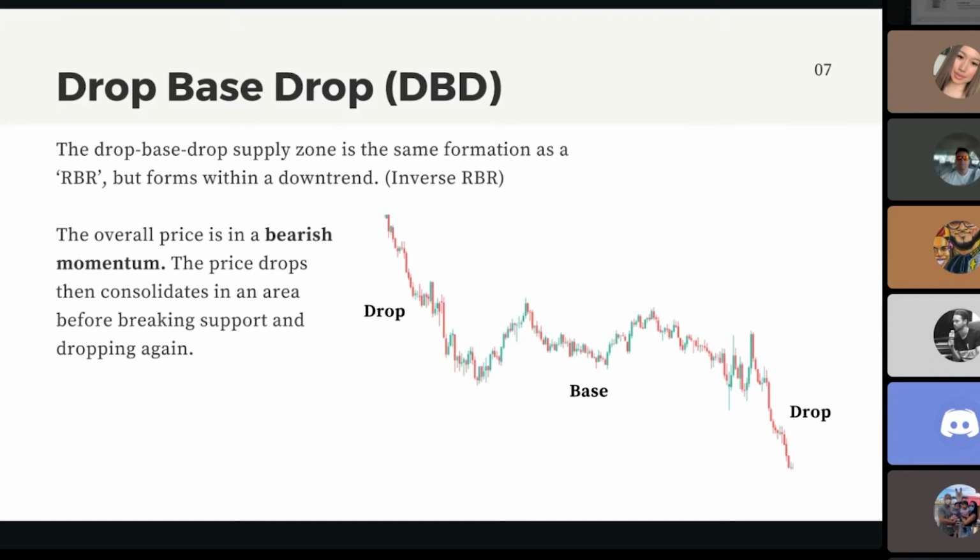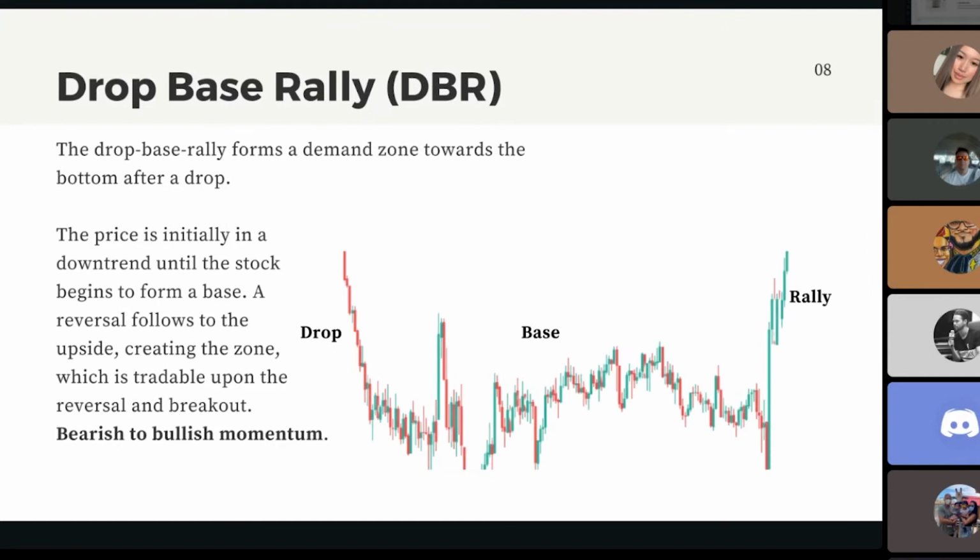After that, the third one is drop-base-rally. So the stock dropped, it based, and then it rallied again. So you're trying to see, are the buyers going to come in or are the sellers taking over? So the base is going to help you figure out the entry of the trade. Yes, consolidation zone.